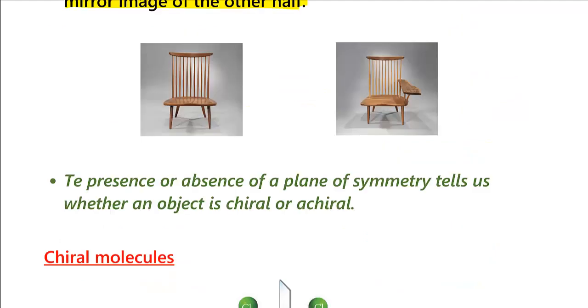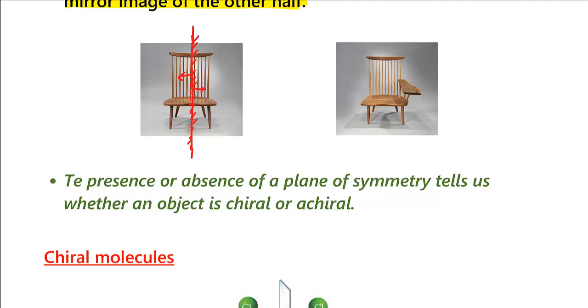For example, the chair that we are discussing: in this case, if I cut across this line, this plane, there is a plane of symmetry. So this side and this side are mirror images. If I place a mirror along this plane, these two are mirror images. So one half is the mirror image of the other half. So there is a plane of symmetry, and this means this object is not a chiral object.